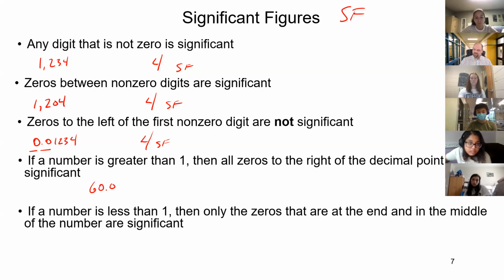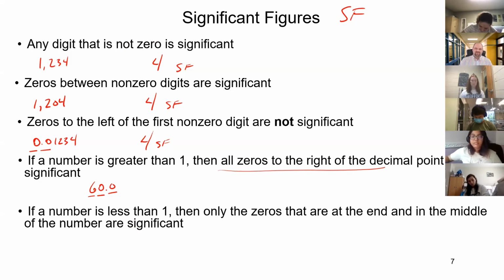So 2 or 3. We know 6 is significant because it's a non-zero digit. It tells us in this rule that all zeros to the right of the decimal point are significant. So we know that one is significant. That one in the middle is a 0 between significant figures, and so that one has to be significant too. We will never have insignificant figures between 2 other significant figures. And so this one has 3 sig figs. All of those digits are significant.